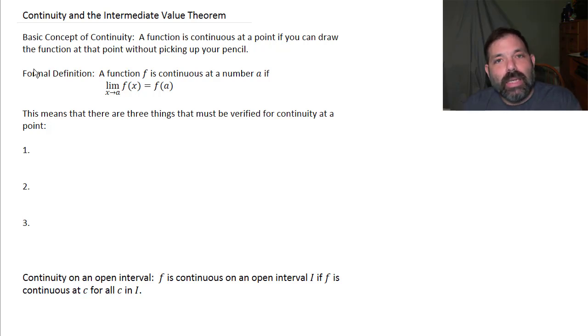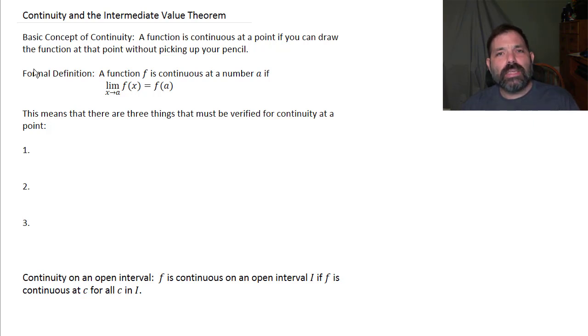Hello again. In this topic, we're going to look at a concept that is important to building calculus, and it's the idea of continuity. And then we're going to look at a result of that continuity, the intermediate value theorem. Now, the basic concept of continuity is fairly intuitive.